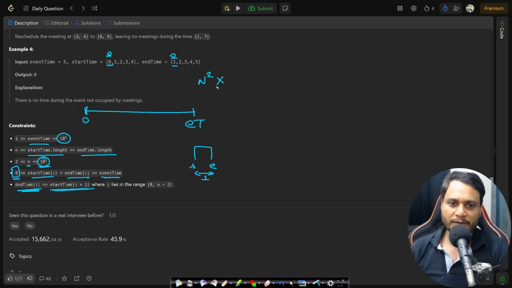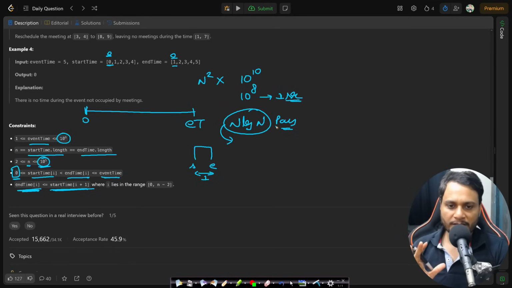make sure that an n square algorithm will not pass, because that will be 10 to the power of 10, and we know that 10 to the power 8 computations is taken as 1 second, and we have to write an algorithm which runs within 1 second. So the best you can do is around n log n, and if you can improve beyond this point, it will be even better, but n log n will pass. Just by looking at the expected time complexity, you can think about appropriate data structures and algorithms.